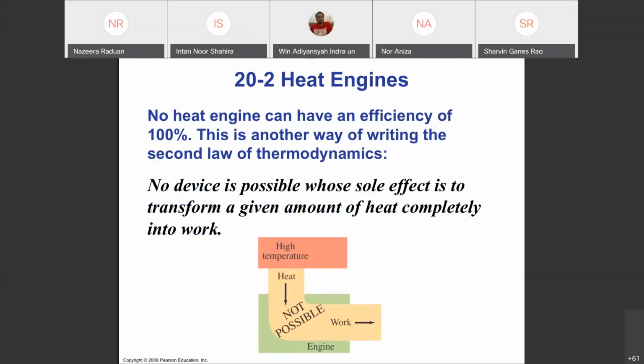No device is possible whose sole effect is to transform a given amount of heat completely into work. That means there is no way that efficiency is equal to 100%. There must be waste energy. The QL must be there. This is not possible. There must be QL here.